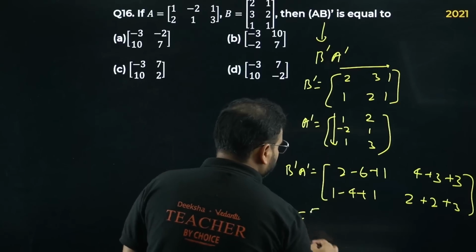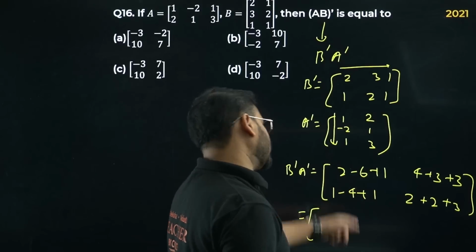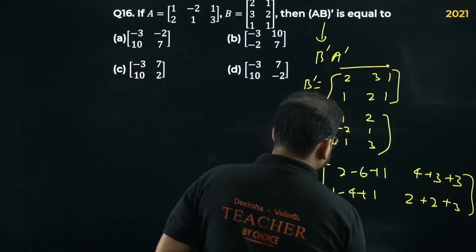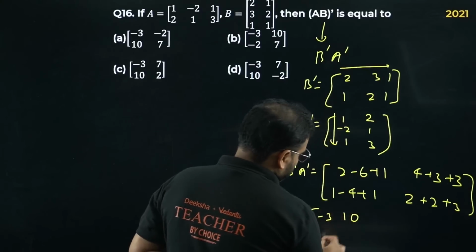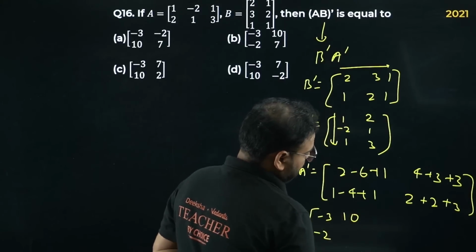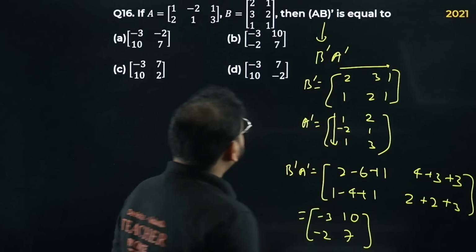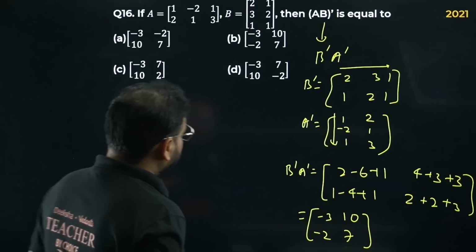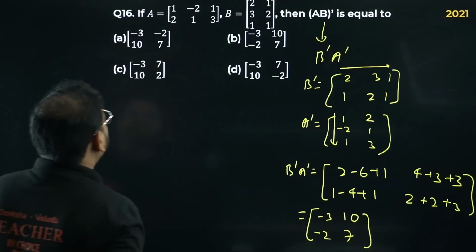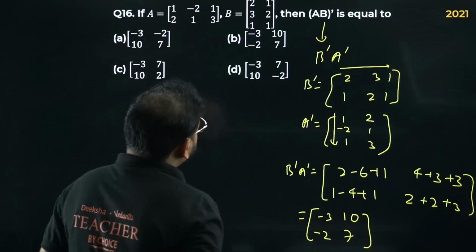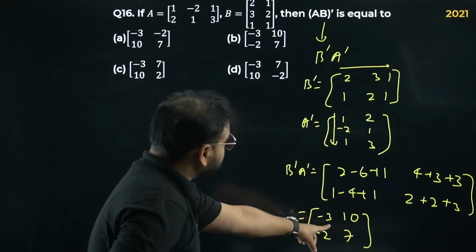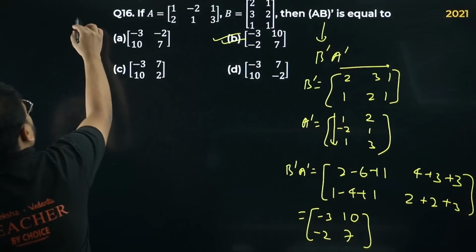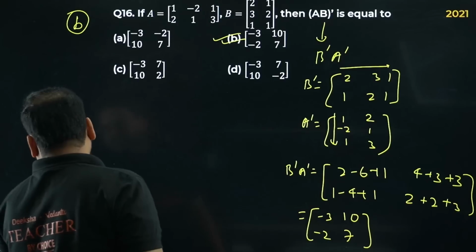So what I'm getting over here: minus 3, since 2 plus 1 is 3, minus 6 will be minus 3. I have here 10, since 3 plus 3 is 6, so 10. I have here minus 2, and 7, right? Any option like this? Minus 3, 10, minus 2, 7. Option B is right, no? Please check. Option B is correct.